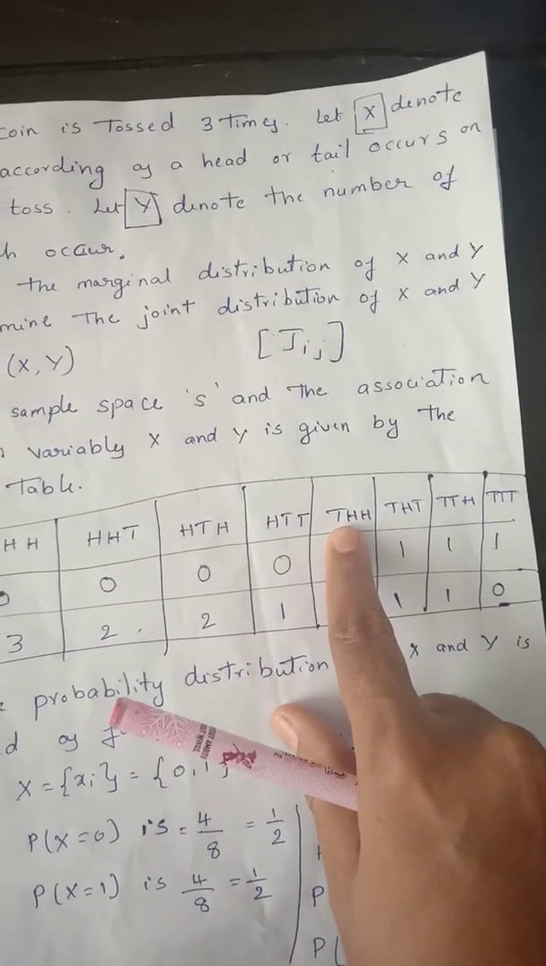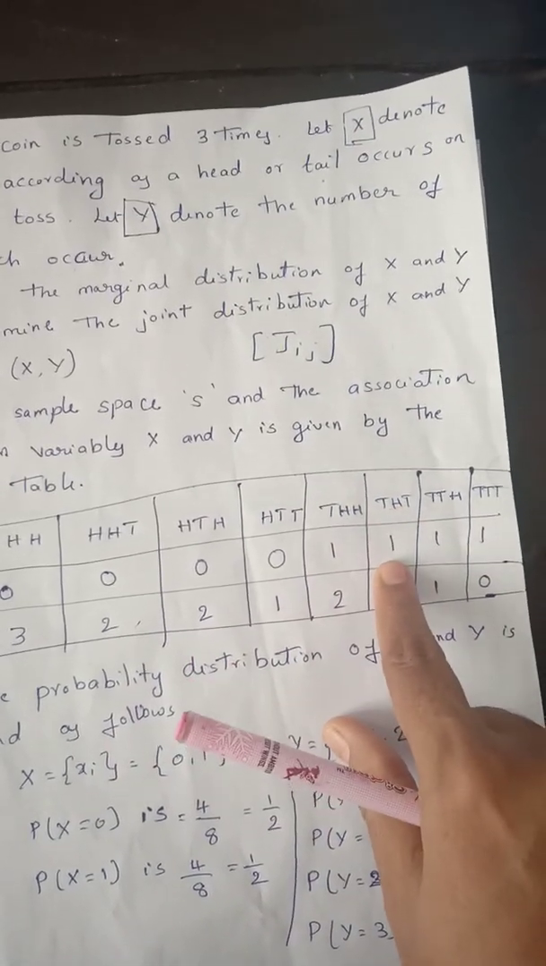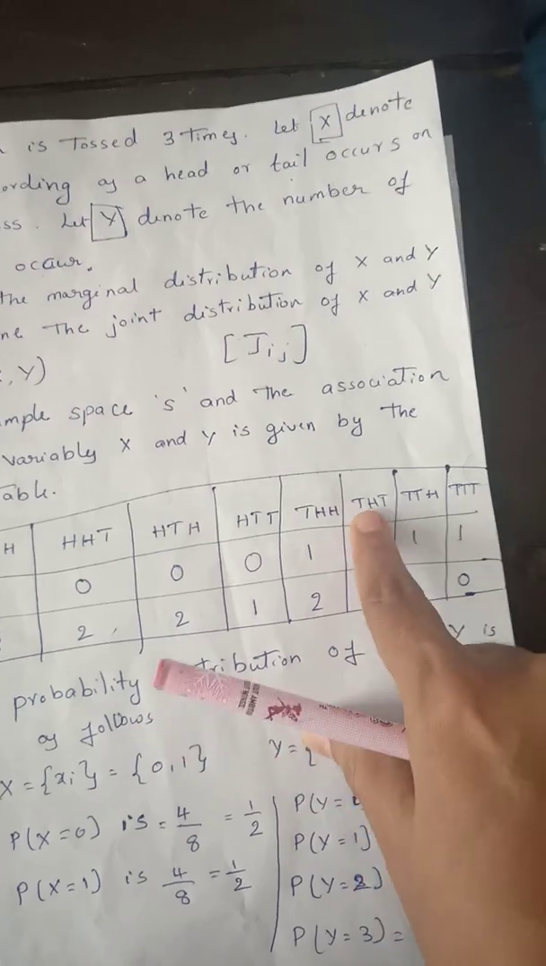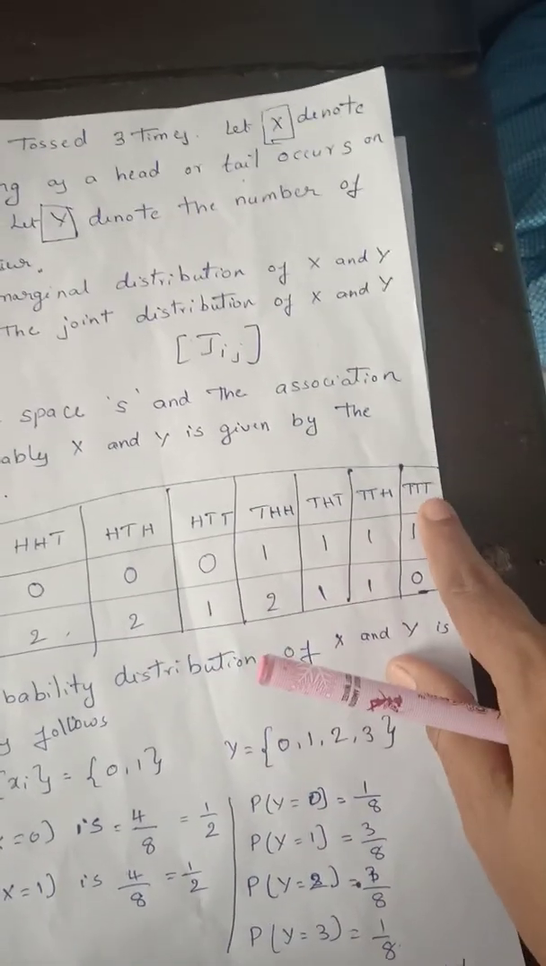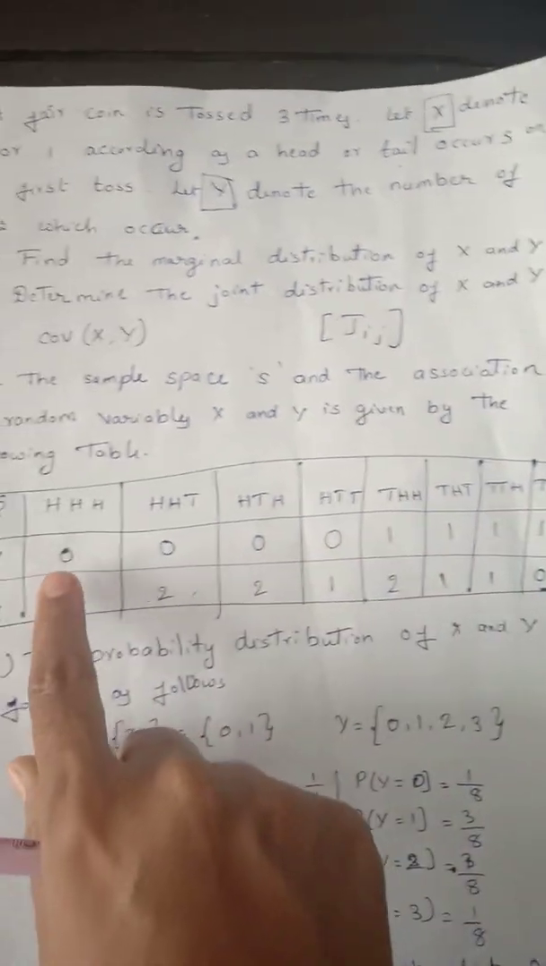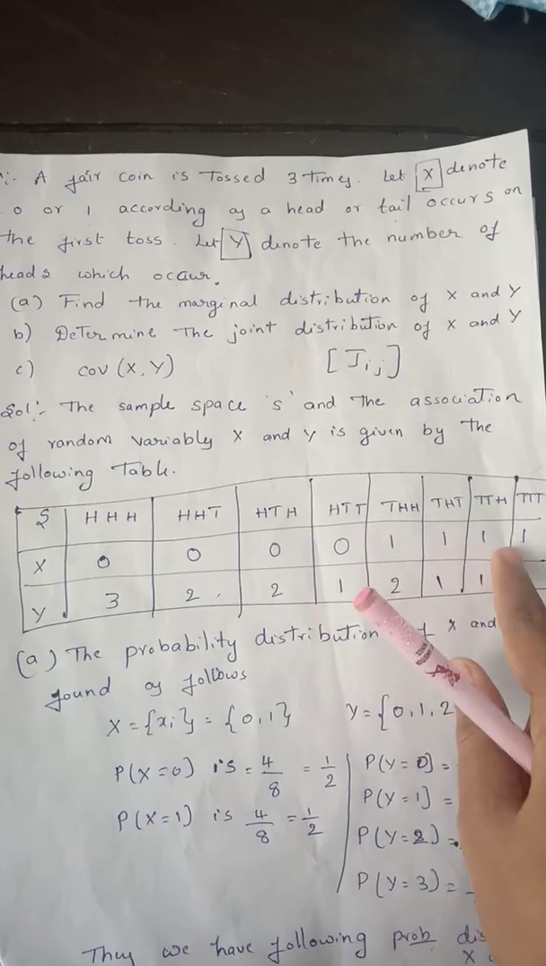Next here, what is the first outcome? The tail, that is 1. Here also the first outcome is 1, because the tail is the first outcome. Here also the tail is the first outcome. So here also the tail is first. So this is the way to write the x values.